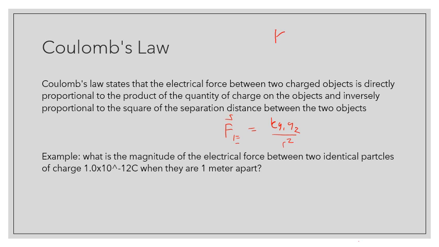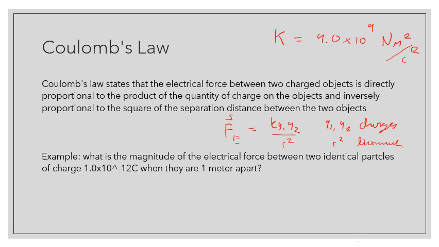k is a constant, equal to 9.0 times 10 to the power of 9 newton meters squared per coulomb squared. Q1 and Q2 are the charges of the particles or objects, and r squared is the square of the distance between the centers of both objects.